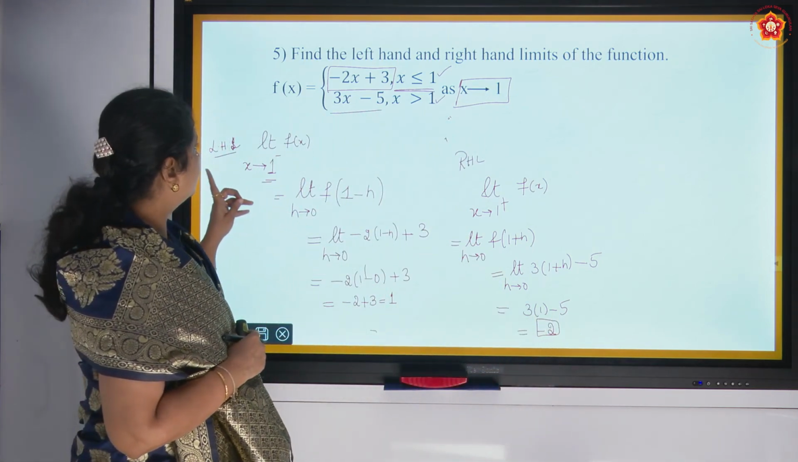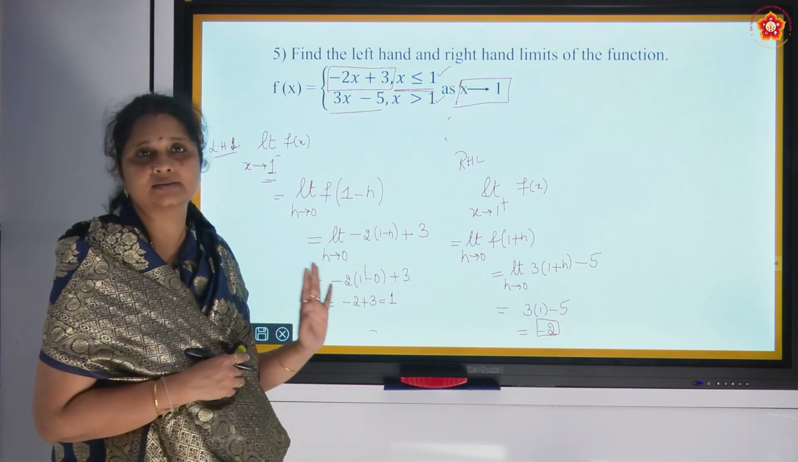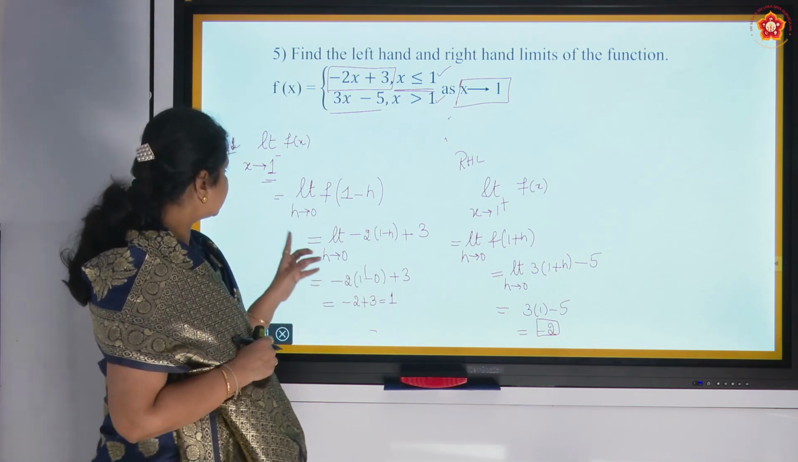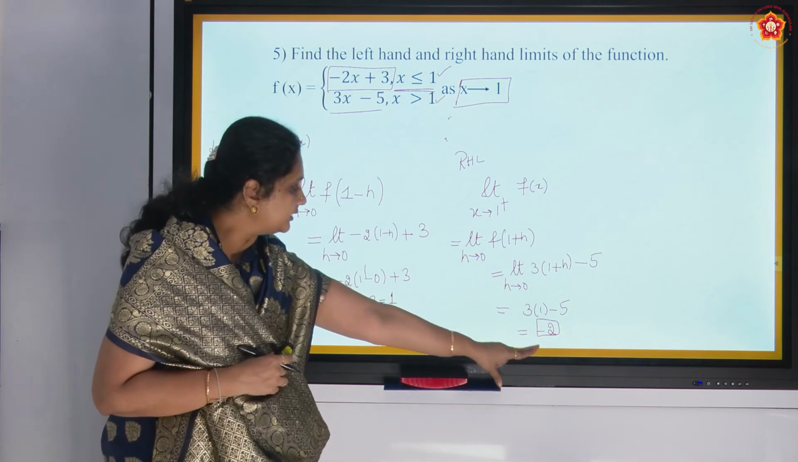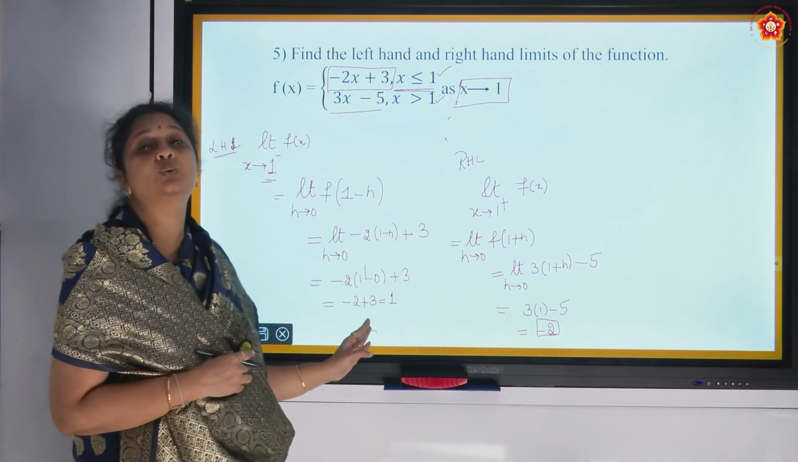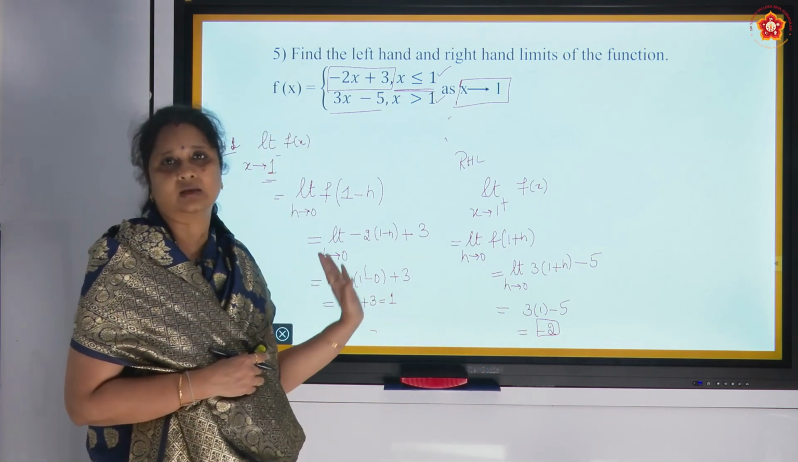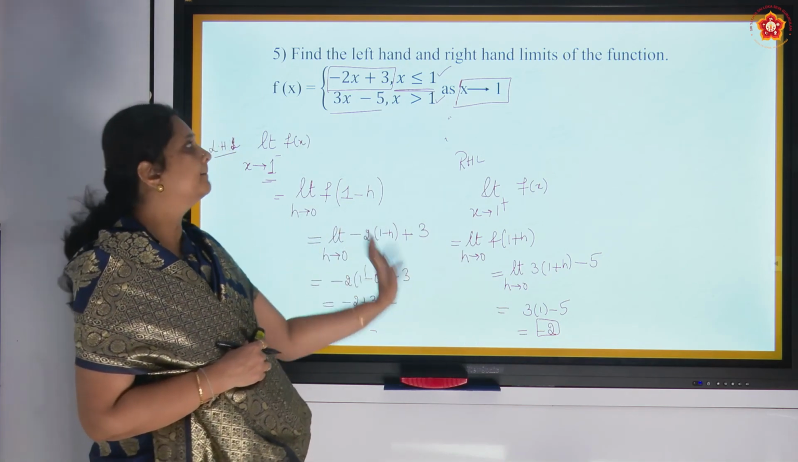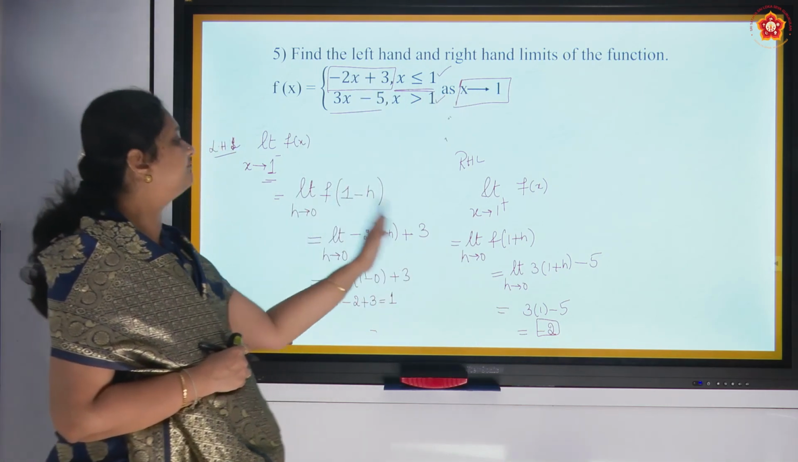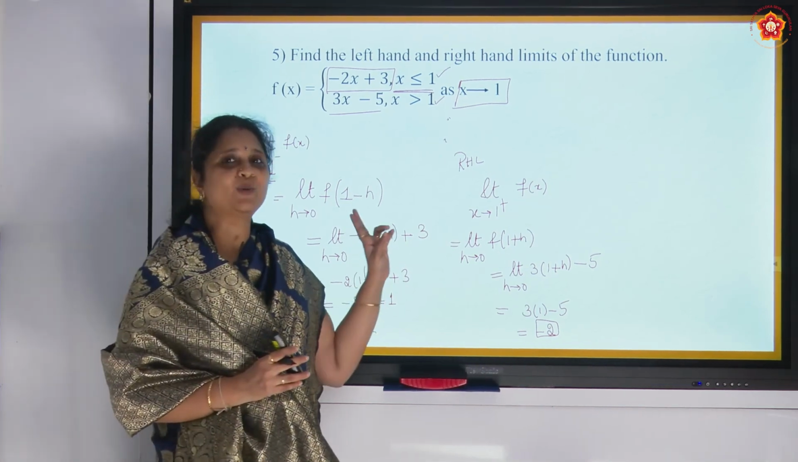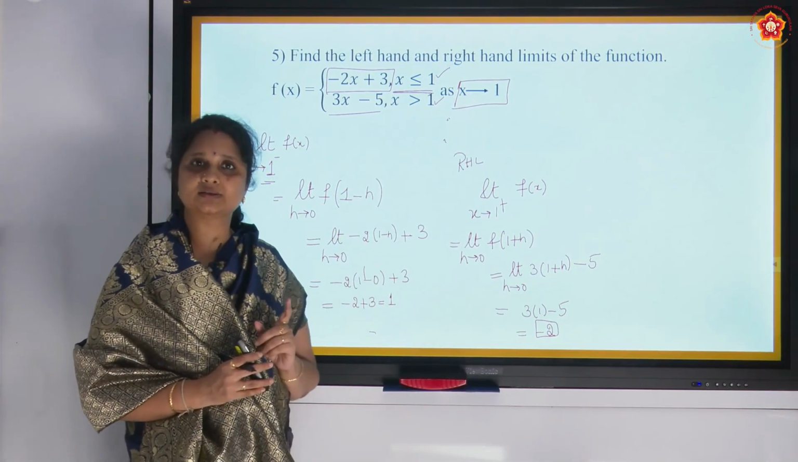Okay, so does my limit exist? It does not exist, because from the right hand side, it is tending to minus 2, and from the left hand side, it tends to the other value. So the behavior is not the same. So my limit does not exist, but my left hand limit and the right hand limit I've found for the function. So I hope you understand all the questions that we discussed today.